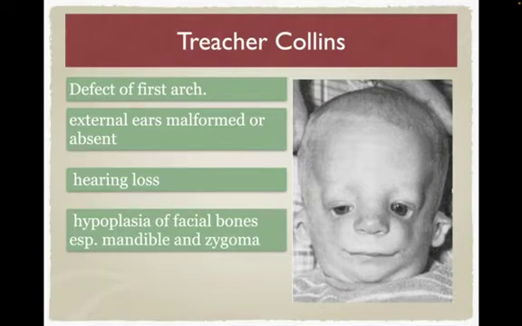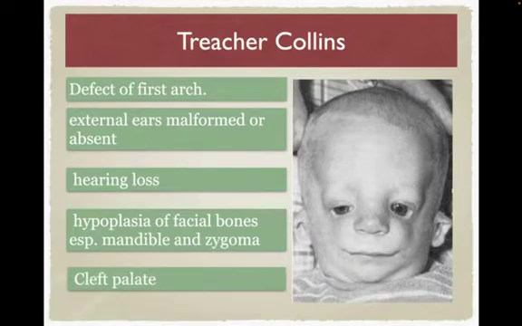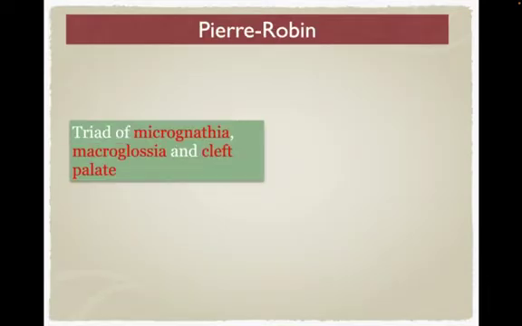The jaws as well will be affected because we know that they are formed from the first branchial arch. So we're going to have a hypoplasia of the facial bones, especially the mandible and the zygoma, and we're definitely going to have a cleft palate.